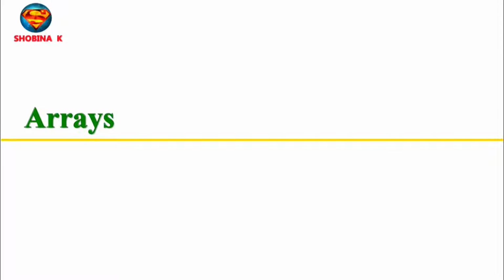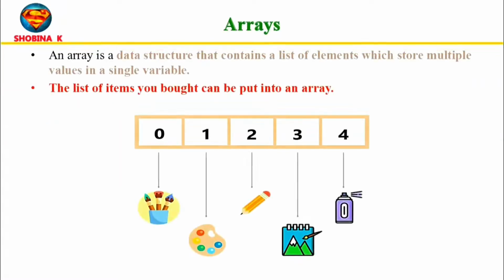An array is a special variable which can hold more than one value. A JavaScript array is an object that represents a collection of similar types of elements. An array is a data structure that contains a list of elements which store multiple values in a single variable. An array can hold many values under a single name, and you can access the values by referring to an index number.